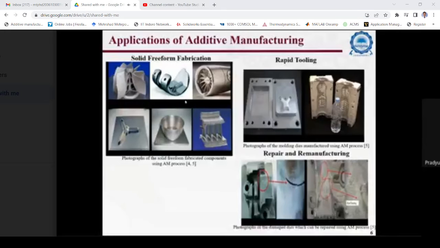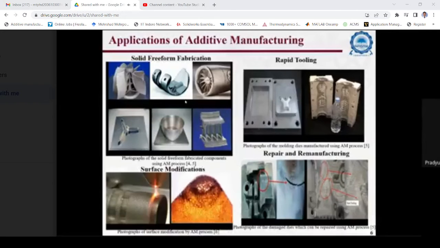Next is repairing and remanufacturing. Expensive and difficult to manufacture components such as dies and molds are subjected to some repairable damage during their use. And next is surface modification. The figure shows the surface modification of a cylindrical component and a single point cutting tool by the additive manufacturing process.